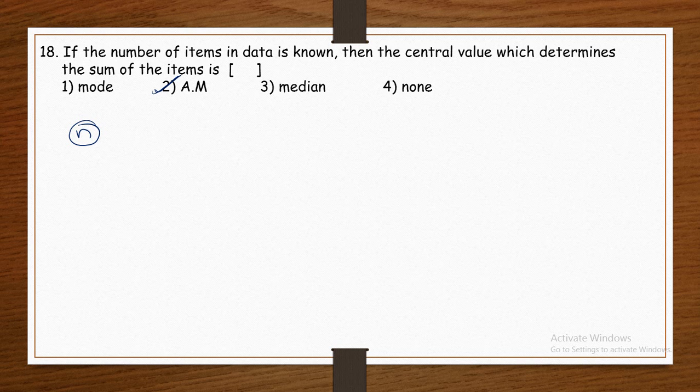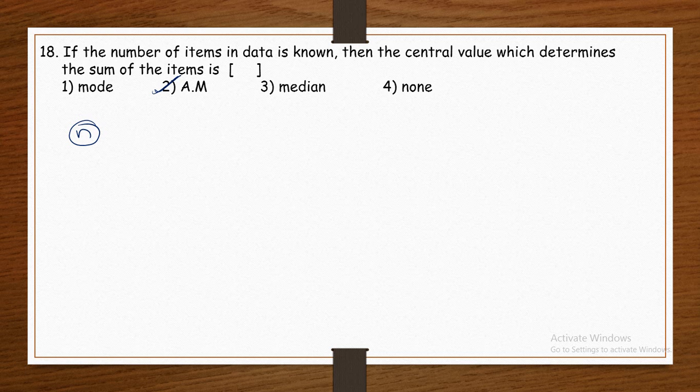If the number of items in a data is known, that means n is known, the central value which determines the sum of the items is nothing but given by arithmetic mean. So the sum of items we can directly find by the formula we have now, right?